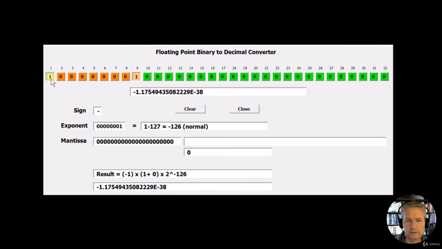We also have the sign here. If this was a 1, it would be a minus value. It's a 0, so it's a plus value. So we've got the smallest normal number here. Let's go ahead and have a look at this number in a bit more detail.